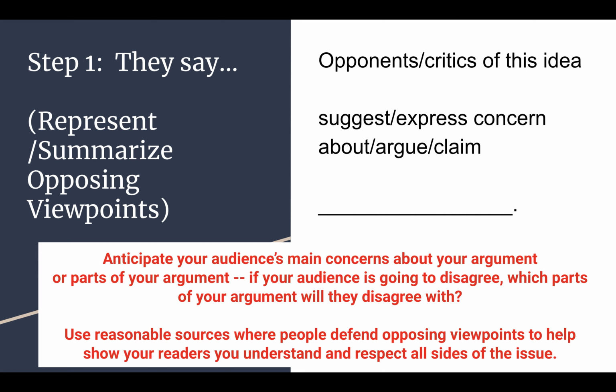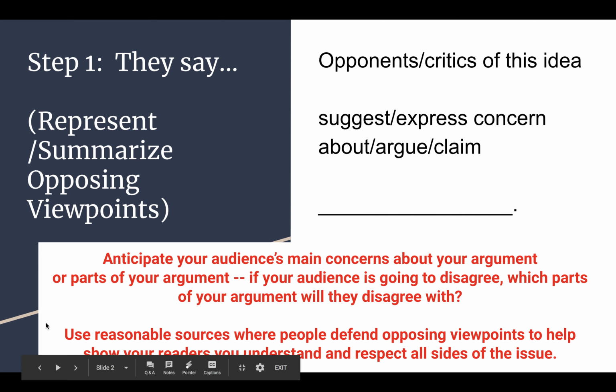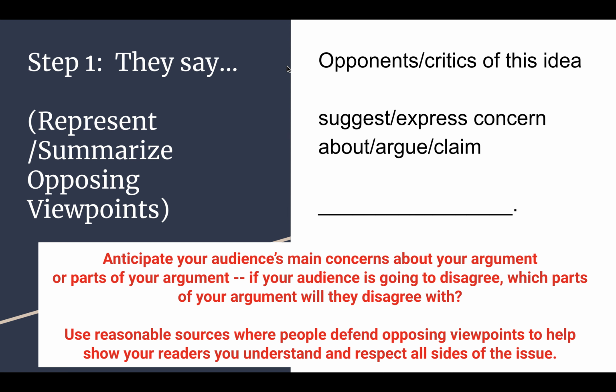You also want, especially in a research paper, to use reasonable sources of people who are disagreeing with you and defending their own opposing viewpoints. You don't want to pick the people who sound the craziest, because then it'll be like you didn't really listen to what people said. You just picked someone who is easy to call crazy, right? So you really want to pick a reasonable voice for the other side, and that will help show your readers that you understand and respect all sides of the issue.